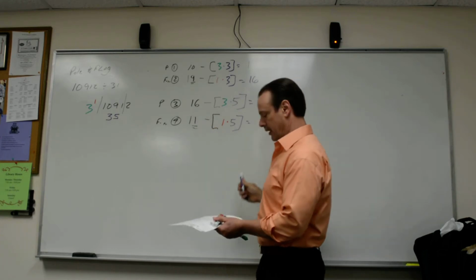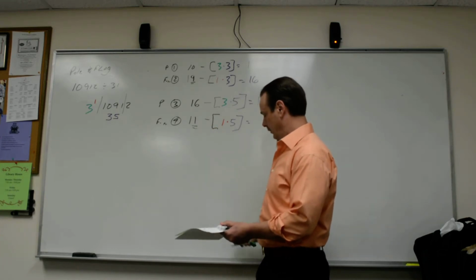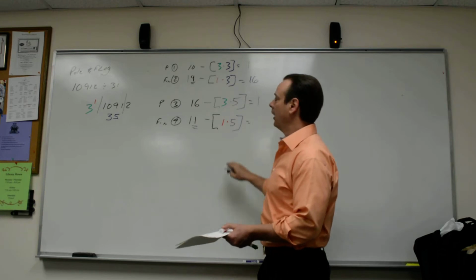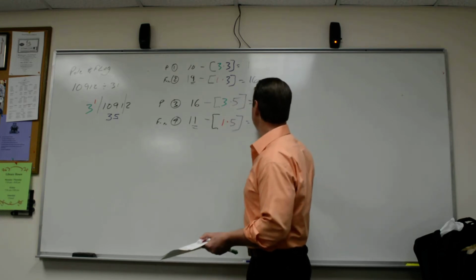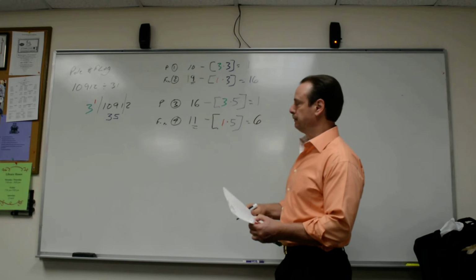So this is 6. 11 minus 6 is going to give us? 9. You mean 11 minus 5? Yeah, 11 minus 5 is going to give us 6. I said it backwards. Okay.